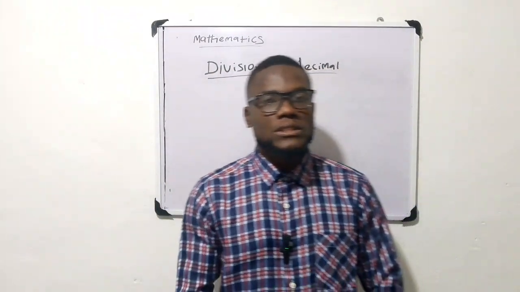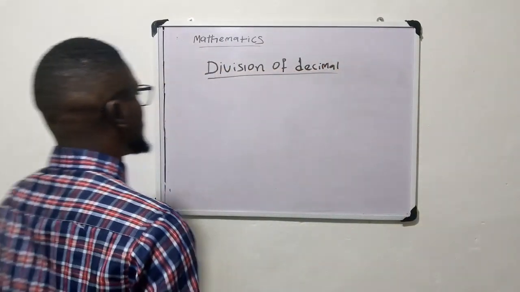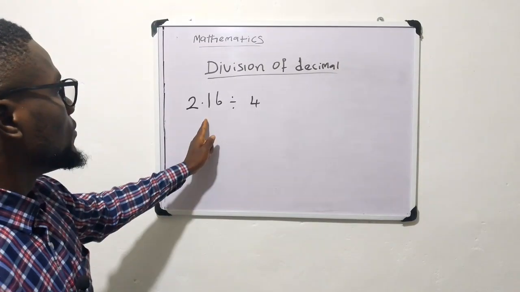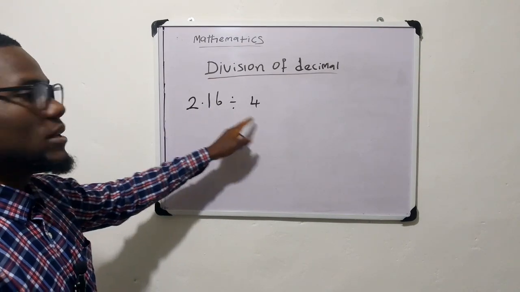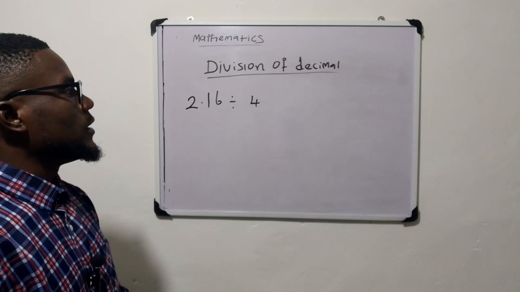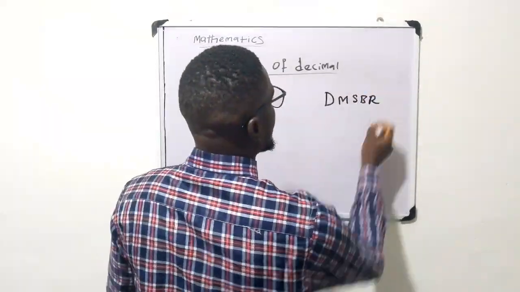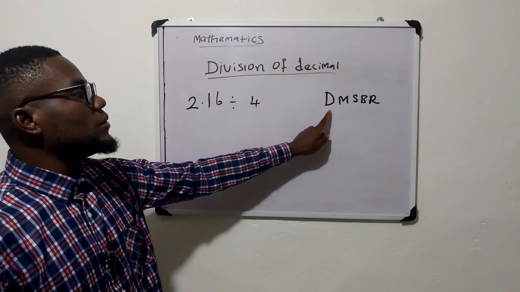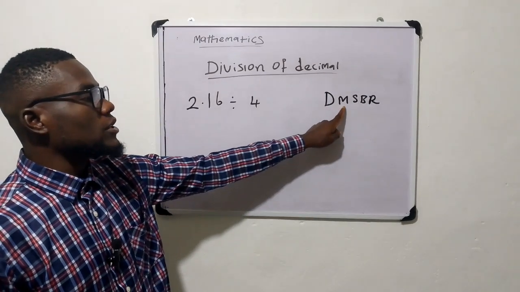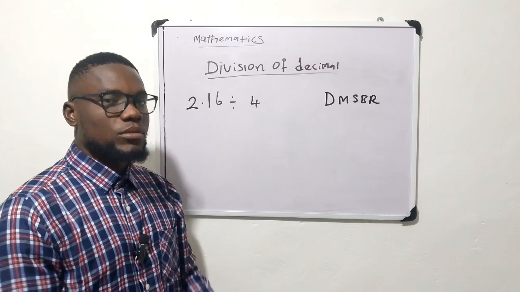Today, we are going to continue with division of decimal. So let's take a look at this. Okay, this is the question we have now. 2.16 divided by 4. So what are we going to do? First of all, we're going to introduce the long division steps that we know. This stands for division, this stands for multiplication, subtraction, bring down, and repeat the same process.